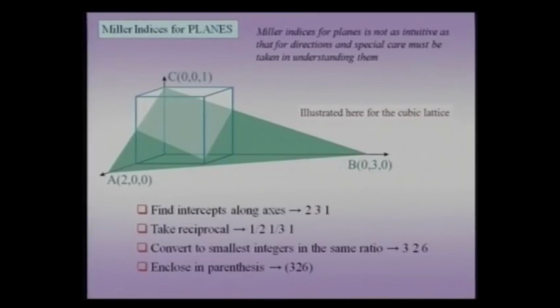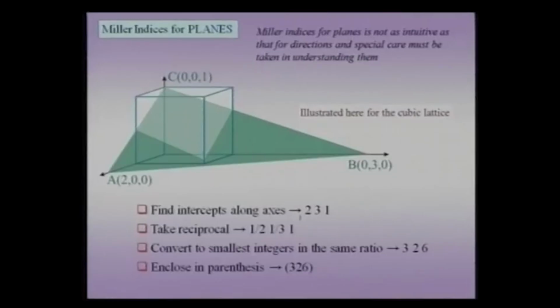The next thing, I take the reciprocal of these numbers, and this is where the Miller indices for planes become contra-intuitive, or they are not as intuitive as the Miller indices for directions, and that is why, as I mentioned, you have to take special care in understanding them. So, the reciprocal would be 1/2, 1/3 and 1. I will convert them into smallest integers, that means I will multiply this entire thing by a factor of 6. So, this is nothing but 6 times 1/2, 1/3, 1, which gives 3, 2, 6. I will next enclose them in normal brackets as (3 2 6).